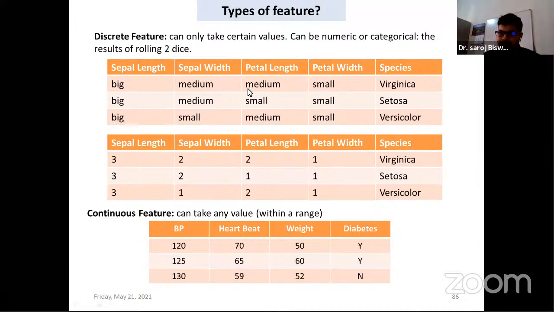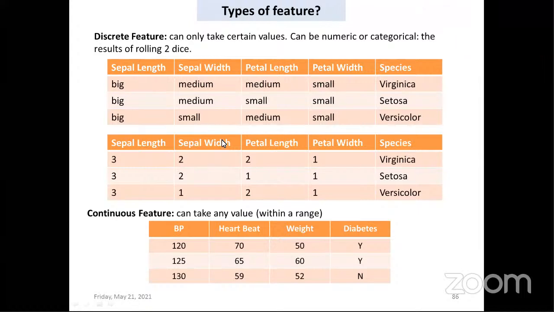Similarly, try to understand that a discrete feature doesn't mean only a categorical feature. It can also be a numerical feature. The same thing: for example, big is represented by 3, so we can represent it as 3, 3, 3. Here 2, 2, 1, because medium is represented by 2. It is up to you. For illustration purposes only, here we have taken medium as 2 and small as 1. Like that, we can represent the features.